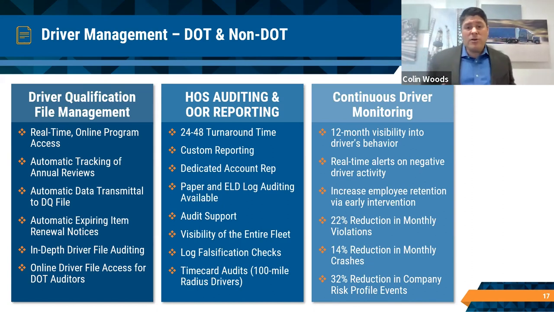Now, on average, we have seen a 22% reduction in monthly violations across our client base. We've seen a 14% reduction in monthly crashes, which is huge. And we've seen a 32% reduction in company risk profile events. And again, company risk is incredibly important. You're constantly focused on people, property, environment, and ultimately that company reputation.